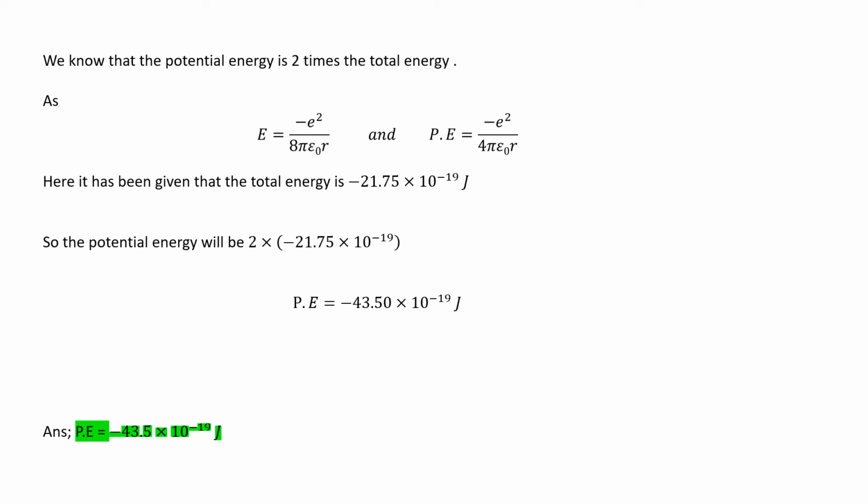Now we know that the potential energy is 2 times the total energy. The total energy E is equal to minus e square by 8 pi epsilon naught r, and the potential energy is equal to minus e square by 4 pi epsilon naught r. So here it has been given in the question that the total energy is minus 21.75 into 10 to the power minus 19 joule. So the potential energy will be twice the total energy, that is equal to minus 43.50 into 10 to the power minus 19 joule.